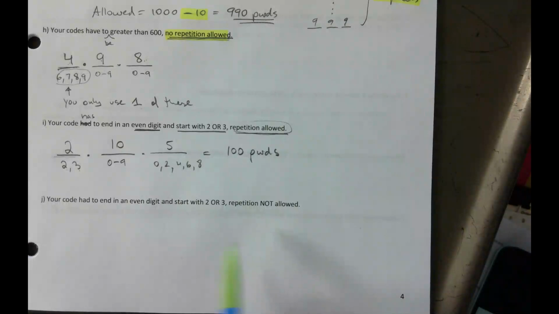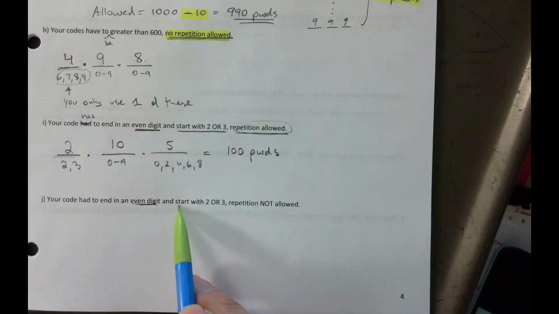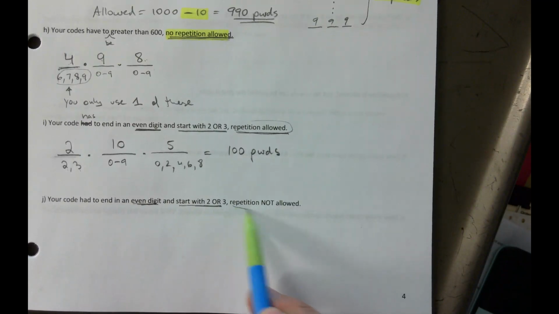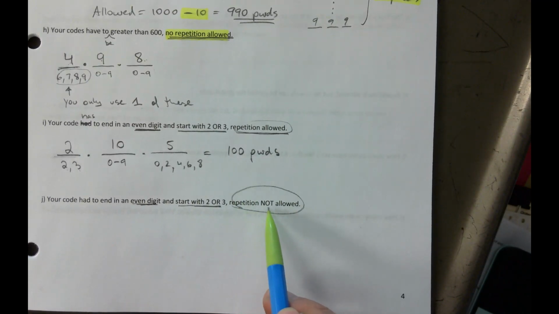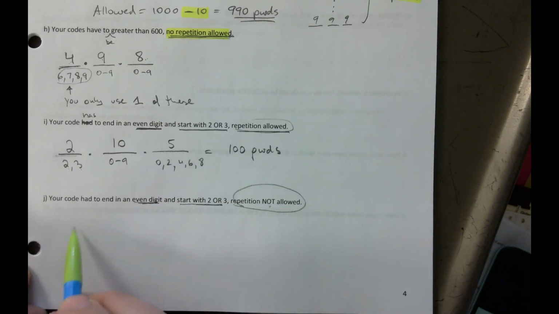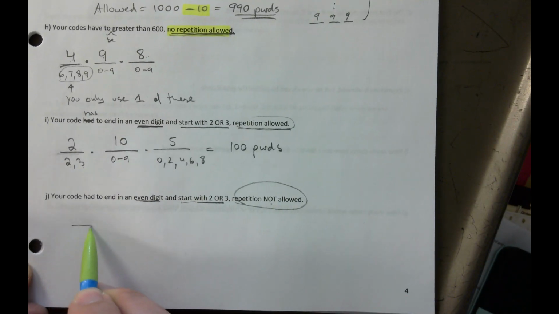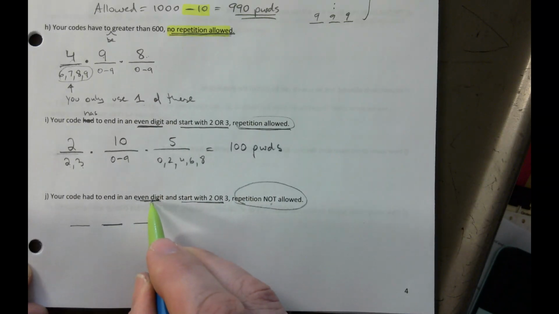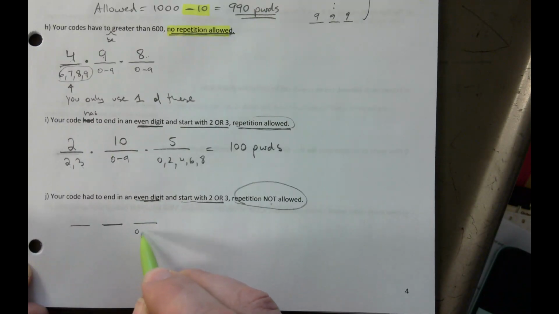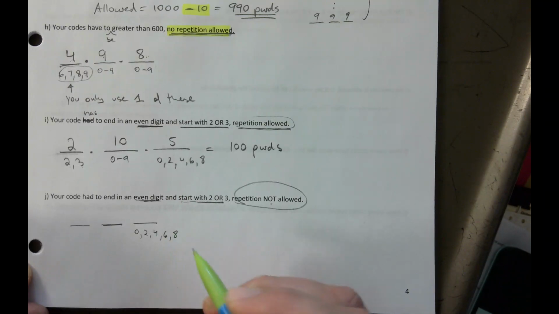Okay. Your code has to end in an even digit. Start with a 2 or a 3. Repetition is not allowed, so that complicates this a little bit. So here it is. Let's take care of the even part first. 2, 4, 0, 2, 4, 6, 8. Okay.